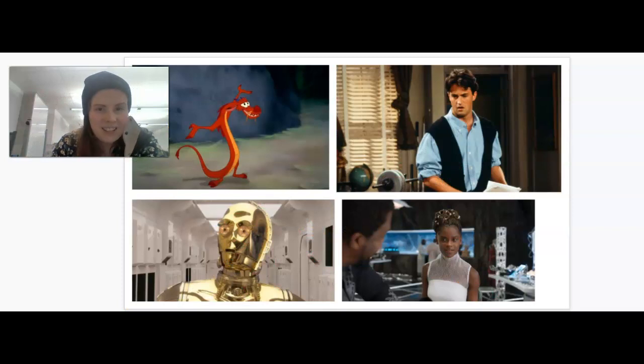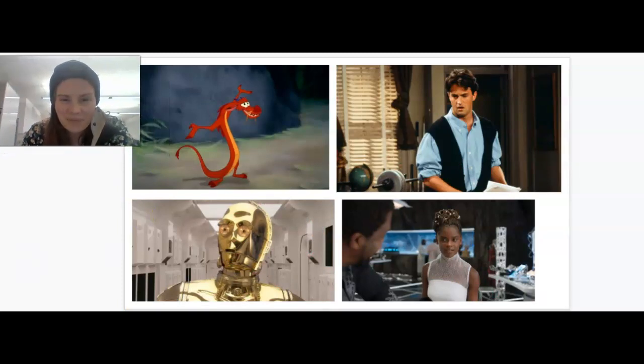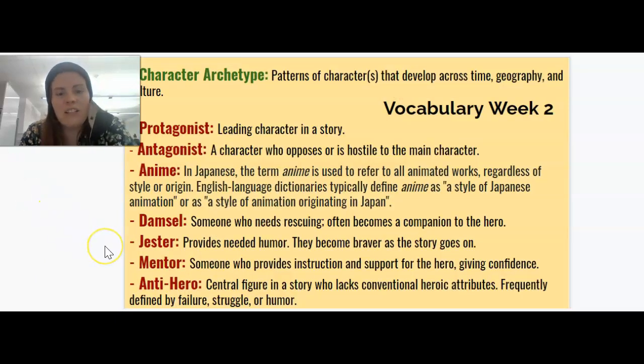Moving on, let's talk about our jester. So jester, by definition, you've got a few examples there, right? Suri from Black Panther, Chandler, C-3PO, Mushu. A jester provides needed humor, and they often become braver as the story goes on. There's a lot of morals or even theme messages that can come out of jesters, and oftentimes jesters tell hard truths in a humorous way.